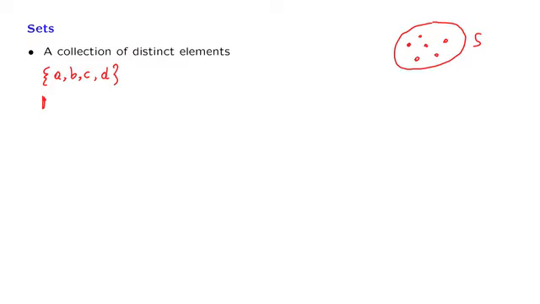Another set could be the set of all real numbers. Notice a distinction here. The first set is a finite set. It has a finite number of elements. Whereas the second set is infinite. And in general, sets are of these two kinds. Either they're finite or they're infinite.